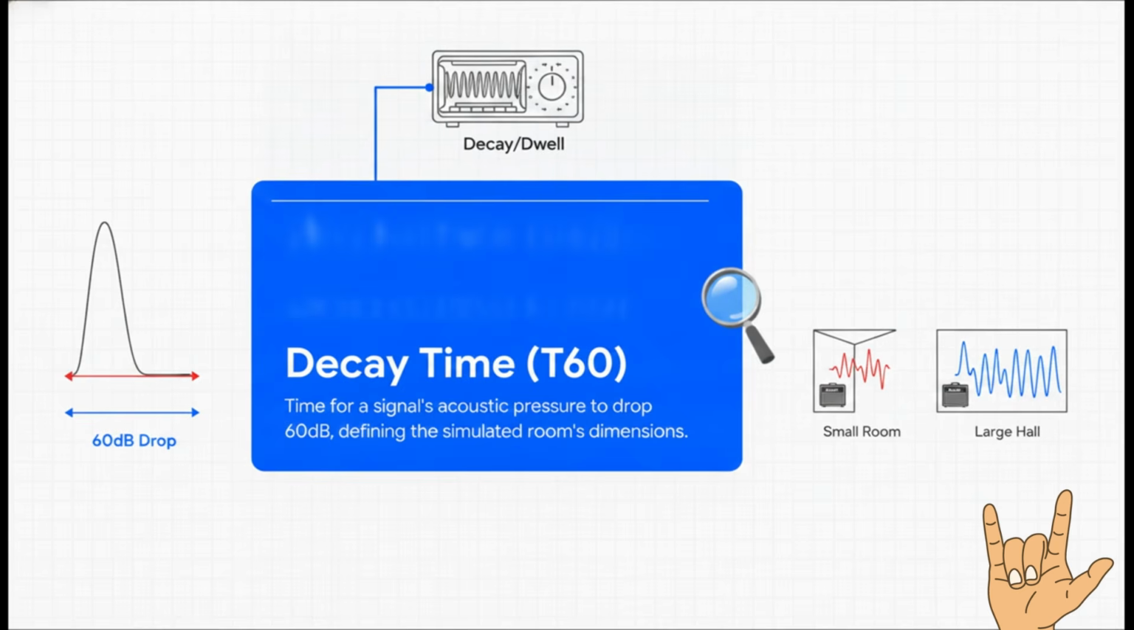This metric gives us our absolute most critical control variable, because decay time is the exact duration it takes for the acoustic pressure of a signal to drop by 60 decibels, defining the physical dimensions of your simulated room. Adjusting this parameter means you aren't just twisting a knob, you are literally calculating and constructing the physical volume and the reflective boundaries of the space around your guitar.